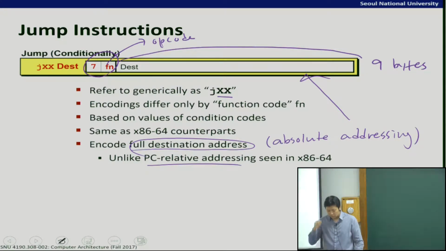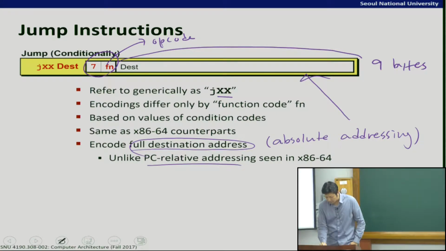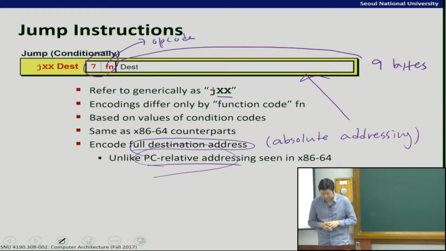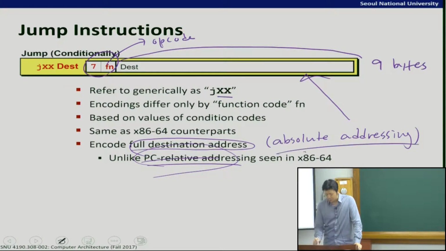PC relative addressing is widely used in all different types of architectures, including x86-64. But to make things simpler, we don't support PC relative addressing here. We only use absolute addressing, just putting the real target address in this field.